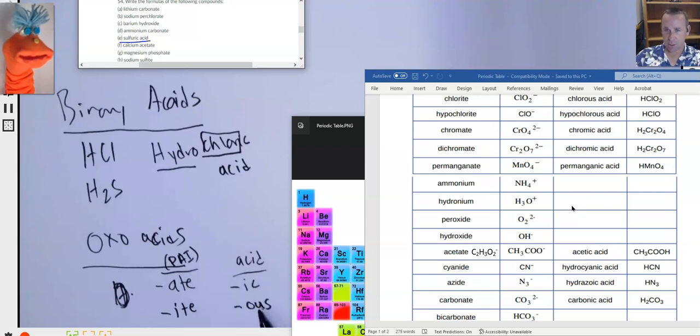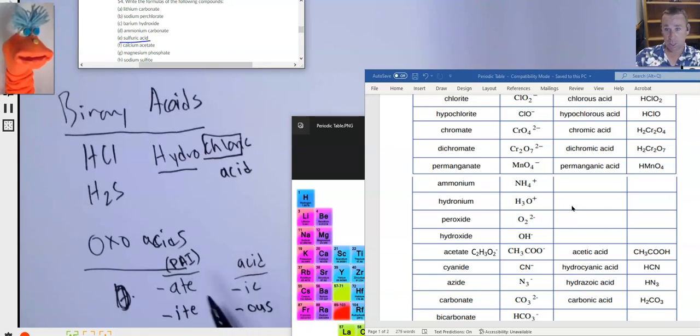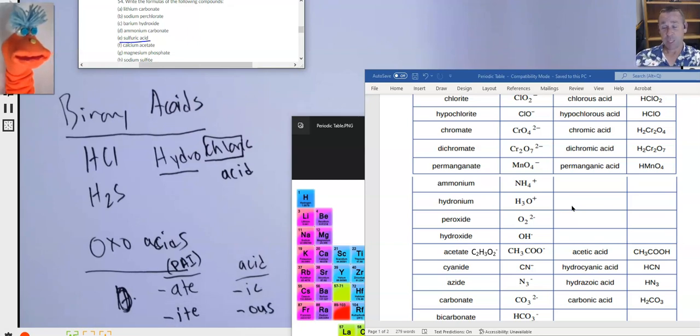That's a little chant that you should say to yourself 3 times every night before you go to bed. -ate goes to -ic, -ite goes to -ous. It'll help you remember how to name your oxoacids.